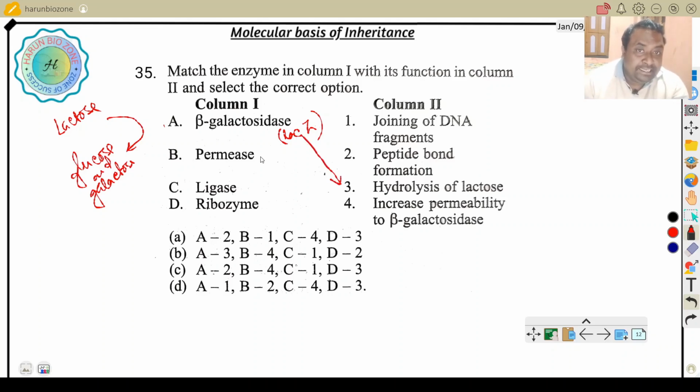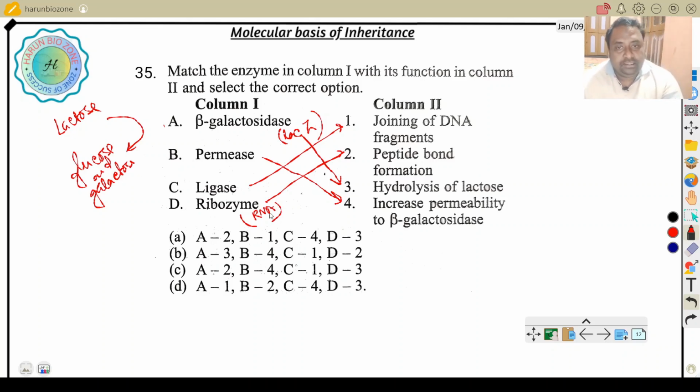Permease increases the permeability to beta galactosidase. Ligase is joining of DNA. And ribozyme: ribozyme is one type of RNA that acts as an enzyme, and it breaks the peptide bond formed between the amino acids. Okay. So the right answer is A3, B4 and C1, B is the correct option.